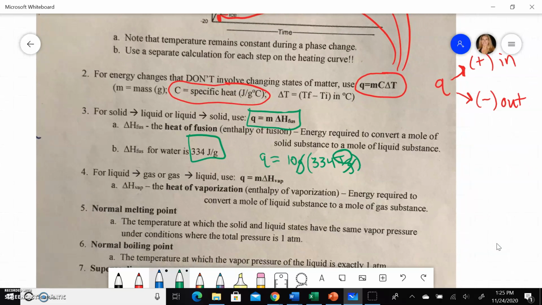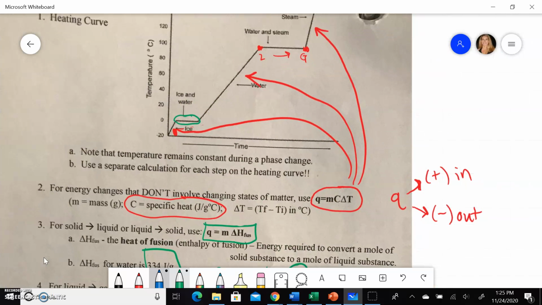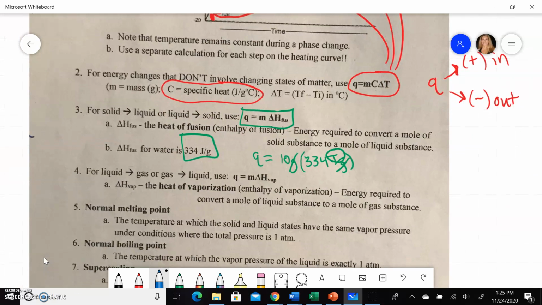And same thing for the next one, except it's a different phase change. If you're doing liquid to gas or gas to liquid, so this would be on this top flat line up here, I'll do it in blue. If you're using that line up there, you're going to use Q equals M times H vaporization. And again, they'll usually give you the heat of vaporization.